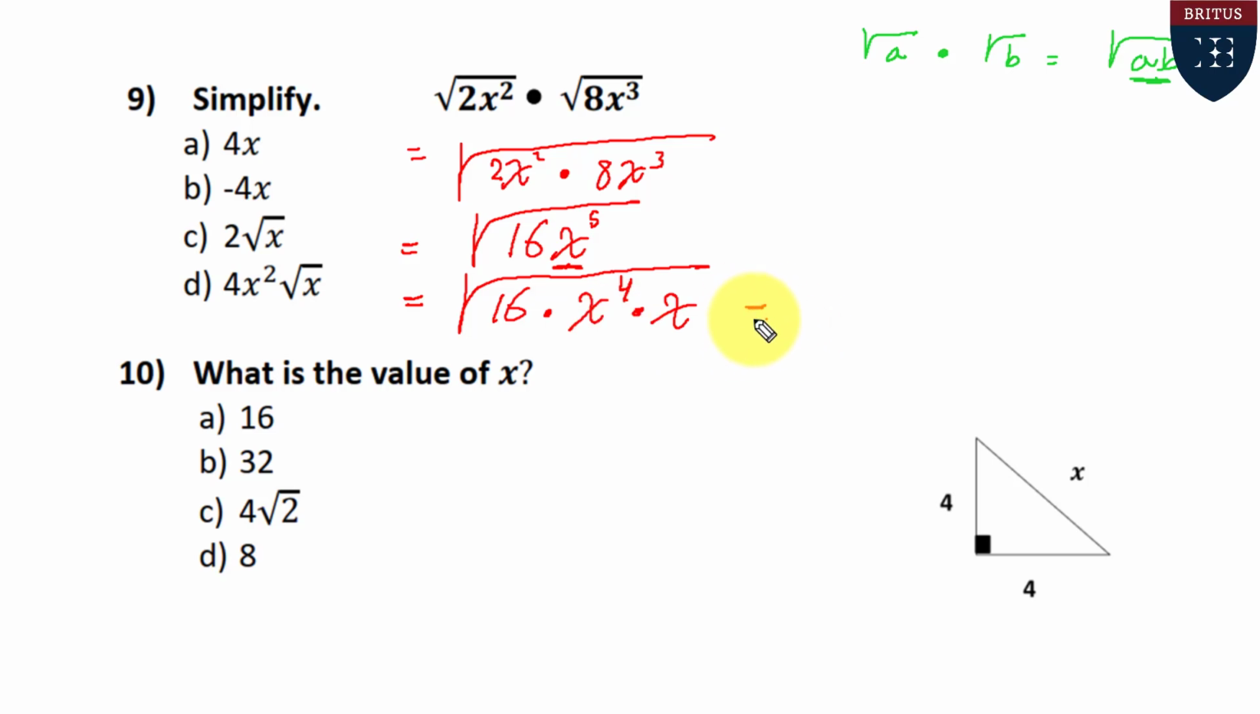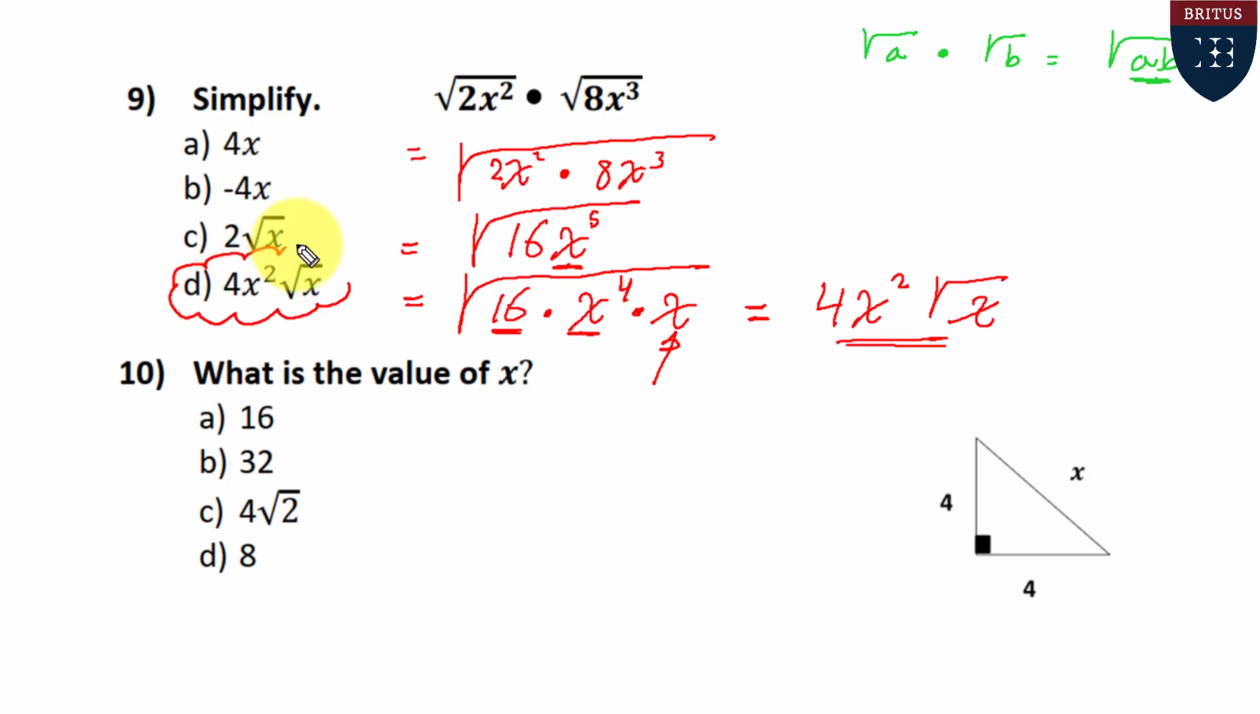Now we have perfect square factors. 16, its root is 4. x raised to the power 4, its root is x squared. And we have root x left, so we get 4x squared root x. Now the correct answer is D.